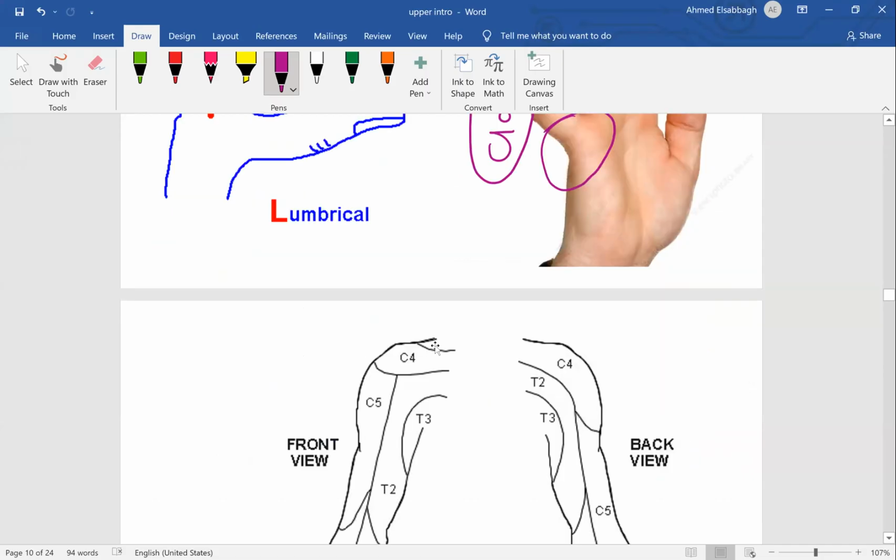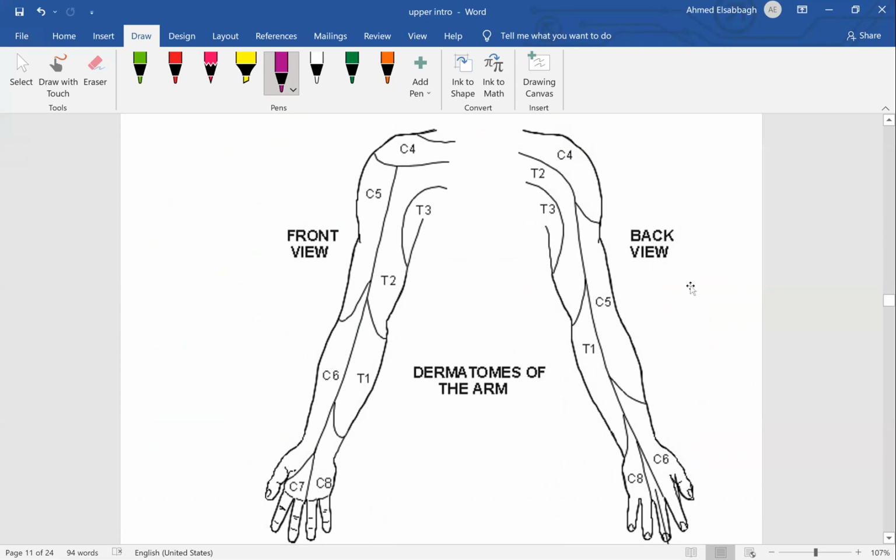Yes. What is this picture, Dr. Ahmed? This picture is called the dermatomes of the upper limb. What are the dermatomes? Dermatomes means the parts in the body supplied by specific spinal nerves. Okay. This part is supplied by C5.